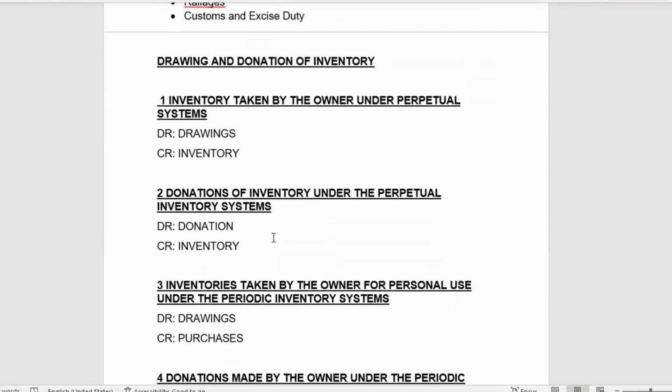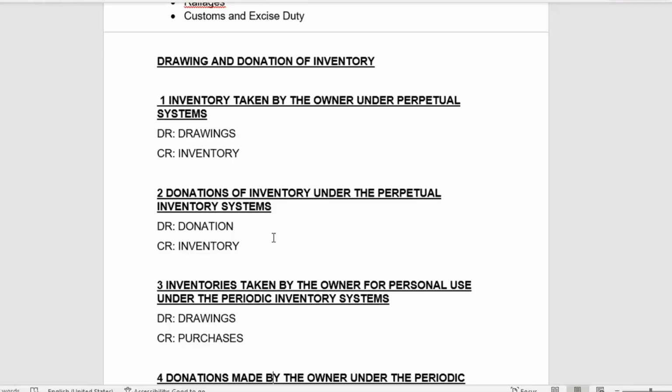Okay, and I think this is going to be the last part, and then we'll move on to our questions. Drawings and donations of inventory. When inventory is taken by the owner for personal use under the perpetual inventory system, we have to debit drawings and then credit inventory. And for the donation of inventory under the perpetual inventory system, you're going to debit donation and then credit inventory. So inventory would always be credited, and the reason is that it's always regarded as moving out of the business. Whoever is taking it is actually incurring a loss because there's no payment towards that. That's more like an expense.